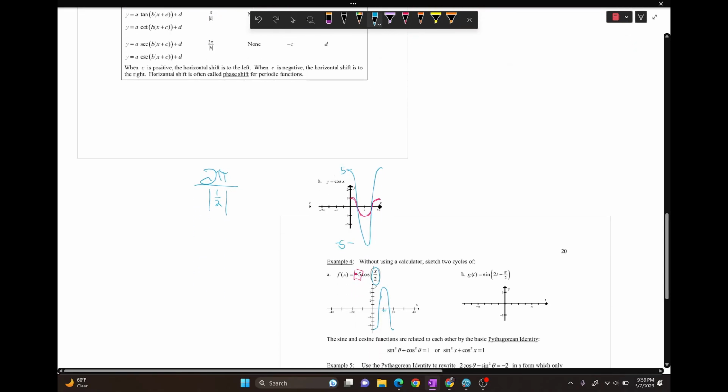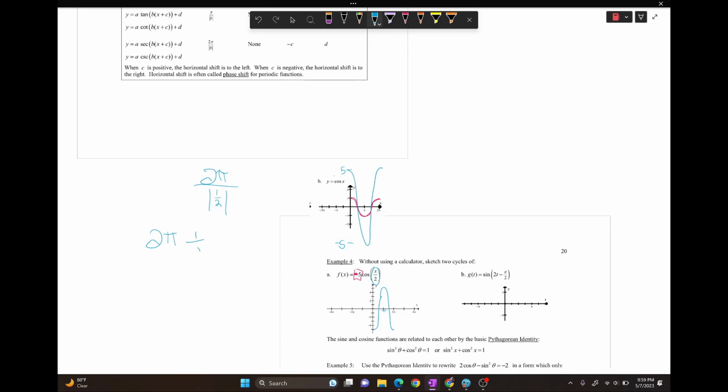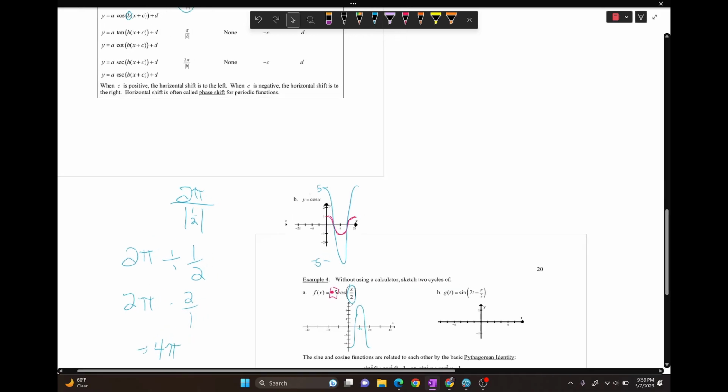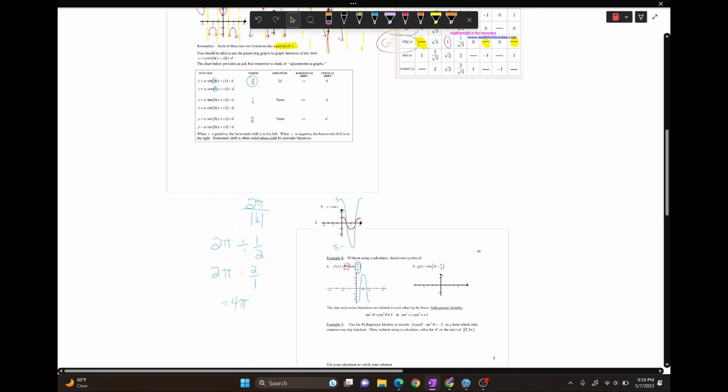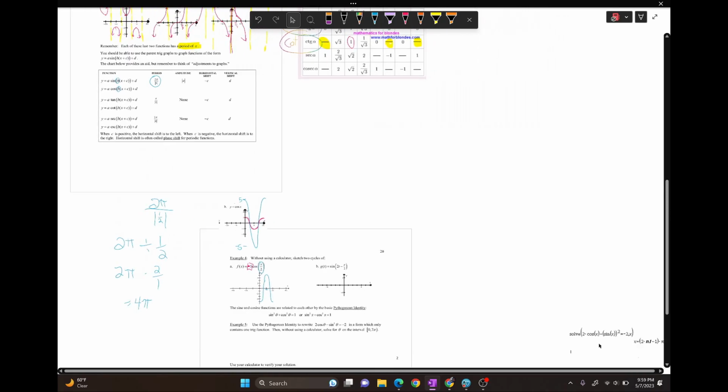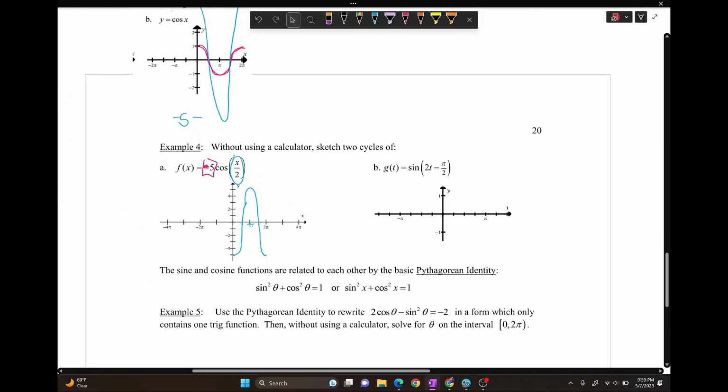What do you do with this? Well, you take 2 pi and you divide it by the absolute value of a half, which is a half, which means that I have 2 pi times 2 over 1, which means that I have 4 pi. So instead of having a period of 2 pi, which is what cosine normally has, I will now have a period of 4 pi. So it means I'm supposed to take this shape and stretch it out.